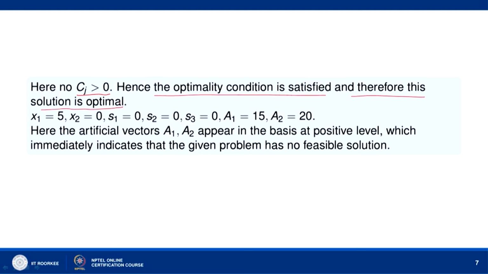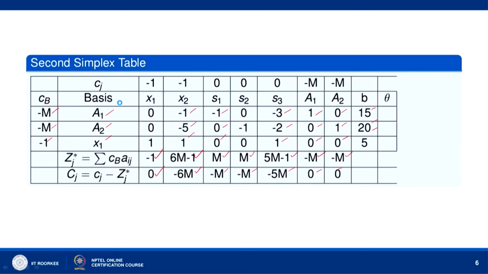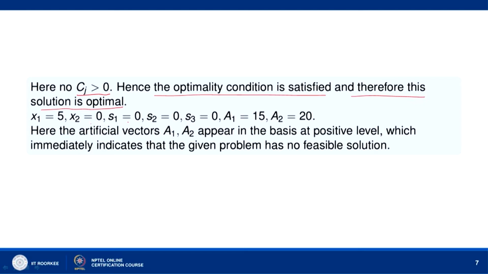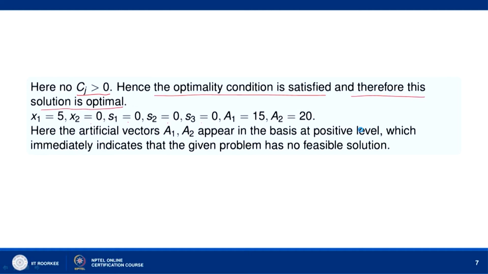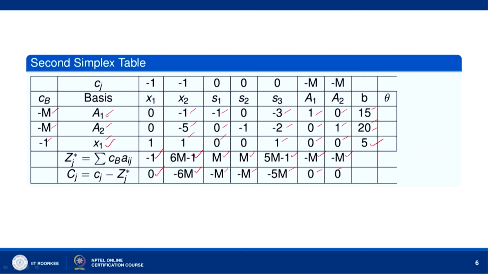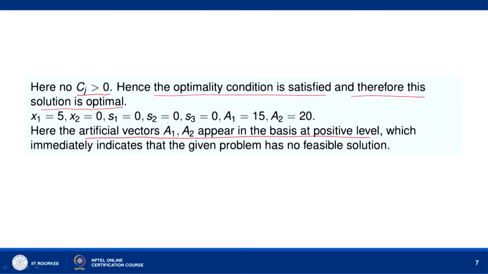optimal. Okay. And so, x1 is equal to 5, x2 equal to 0, S1 equal to 0, S2 equal to 0, S3 equal to 0, and A1 equal to 15, A2 equal to 20. Okay. Now, artificial vectors A1, A2 appear in the basis at positive level, we can see A1, A2 occur at positive level, okay. Their B values are positive. So, they occur at the positive level, which indicates that the given problem has no feasible solution.